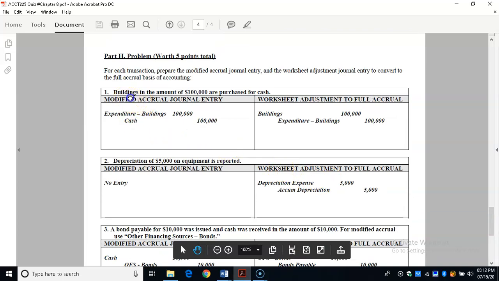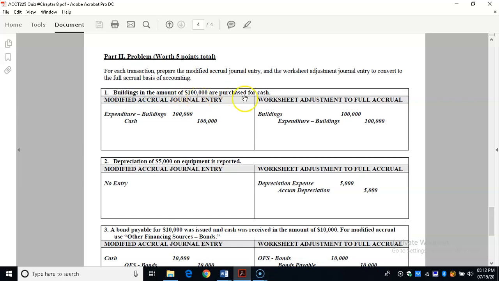Okay, so first, if you purchase a building for $100,000 and you pay cash for it, what would modified accrual do? Remember, modified accrual has no long-term anything. So if you purchase a building and you use modified accrual, you can't debit building because you're not allowed to have any long-term asset, no long-term liability. So modified accrual, you would debit expenditure building, 100,000. You'd credit cash, 100,000.